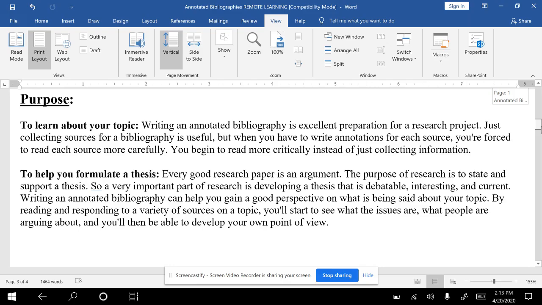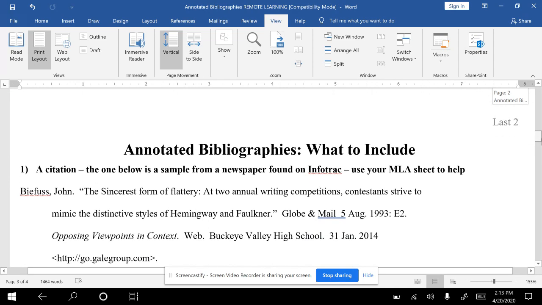And I've heard some people tell me for some assignments, they don't actually give a research paper. They actually will only assign one of these annotated bibliographies. So it's a good thing to know how to do.